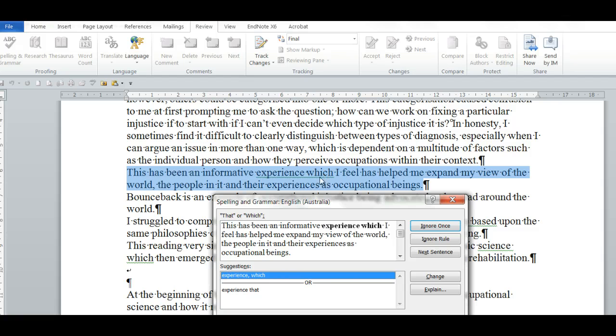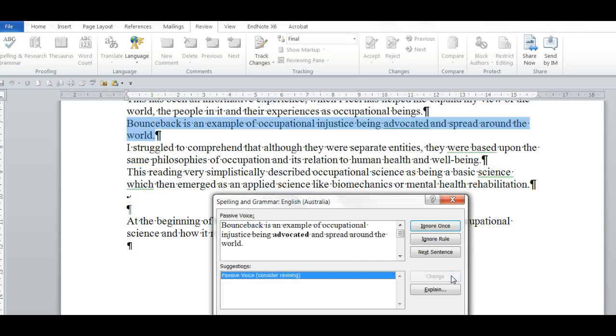had the word which after a word, and according to all the years that I've been using this, it comes up where it suggests to me to put a comma at the end of the phrase before the which, or change the word to that. So I tend to change it. So this has been an informative experience, comma, pause, which I feel has helped me, okay? And that has helped would be passive, but it's okay.